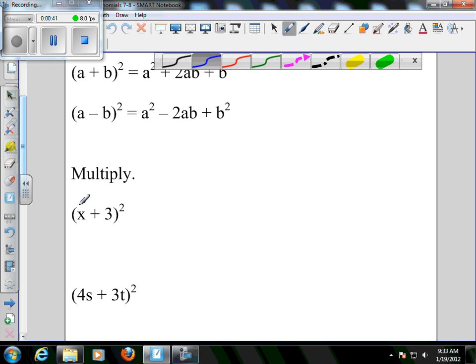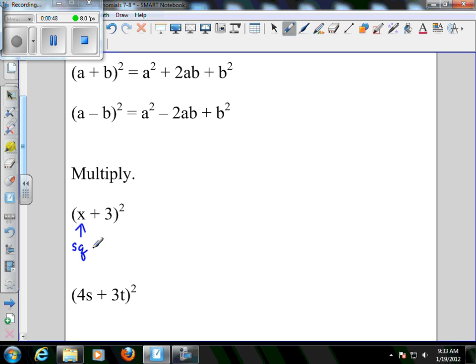What we're going to do is, first of all, let's say we've got (x plus 3) squared. We're going to square the x, square the 3, square the first and the last term, and then we multiply and double the terms for our middle term. Now let's see how this works.